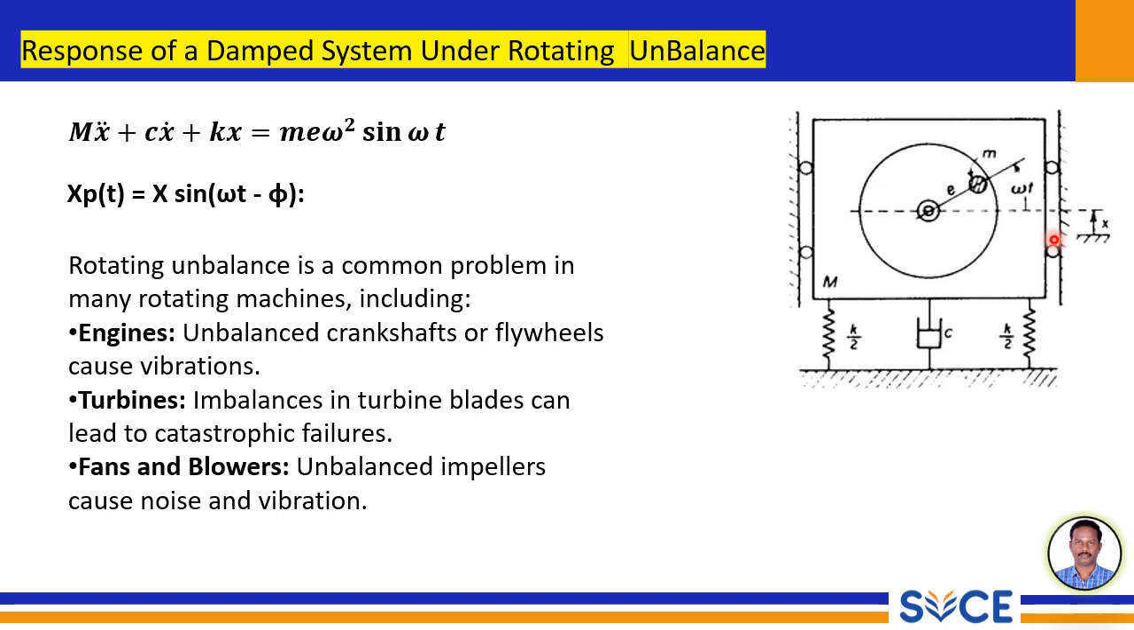This unbalanced mass experiences centrifugal force. This force tries to fling the mass outwards, creating a pull that changes direction as the drum rotates. This changing force is what causes the vibration. This is the equation of motion, that is m x double dot plus c x dot plus k x equals m e omega squared sine omega t. This captures exactly the mass imbalance phenomenon.